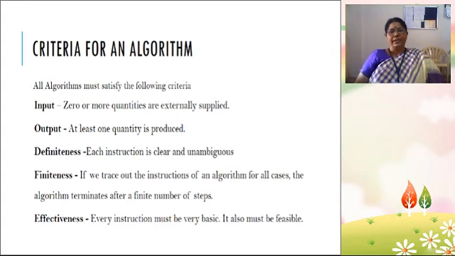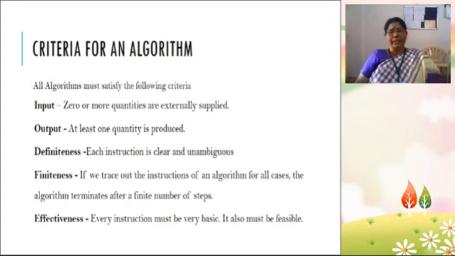The third criterion is definiteness. Every instruction should be clear and unambiguous. It should not be vague. For example, if you say 5 divided by 2 or 0, anyone, either a person or a computer, will be confused whether we should divide 5 by 2 or 0. So each instruction should be stated clearly and unambiguously.